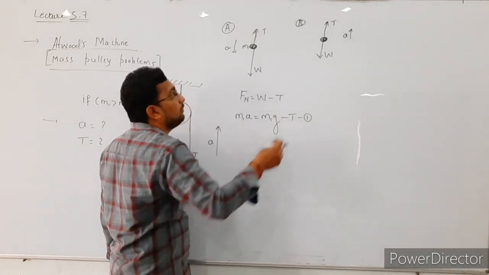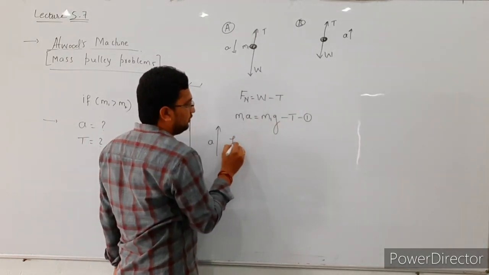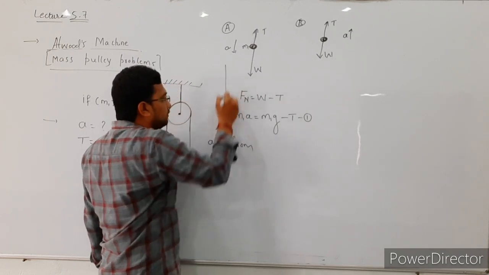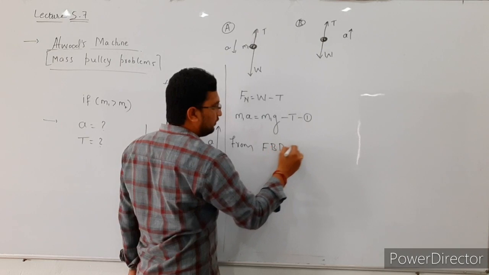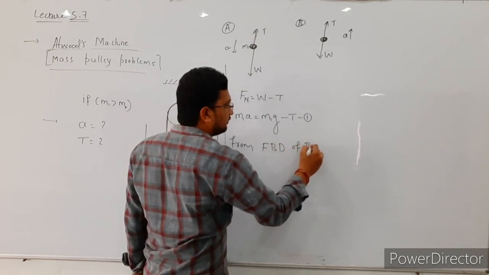So this is our equation number 1. So next, from the free body diagram of body B.